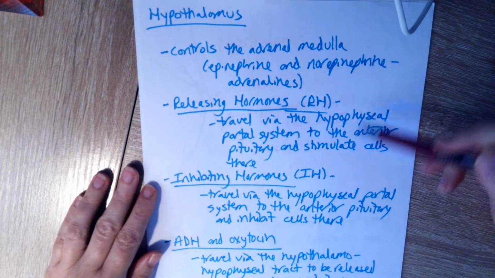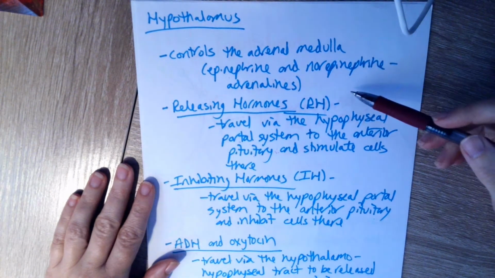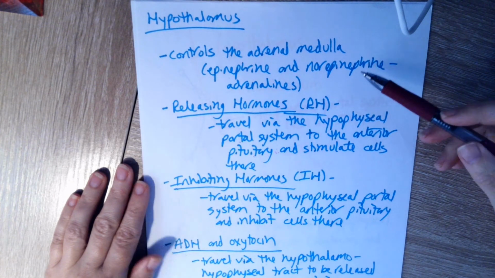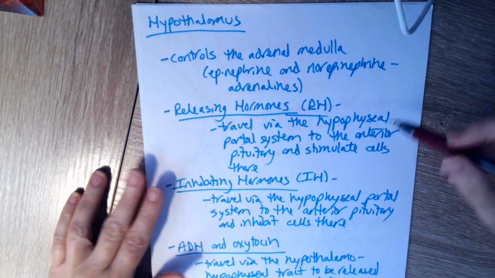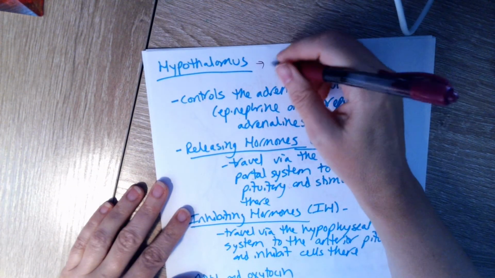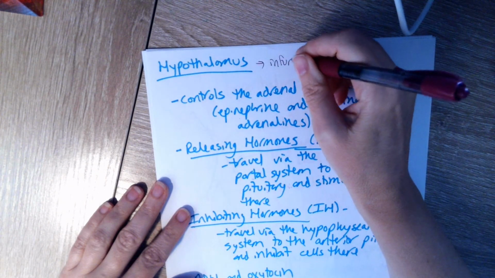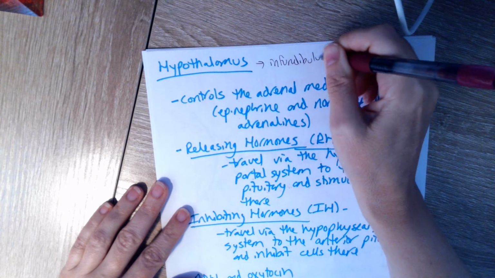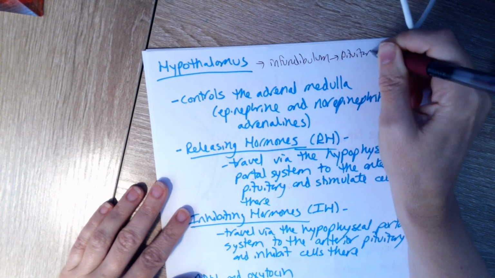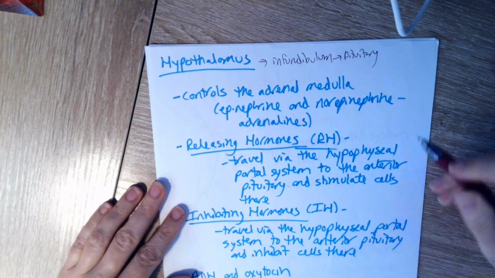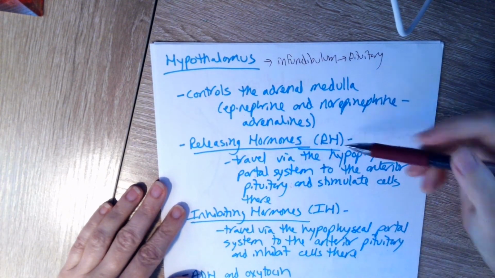So let's start. The hypothalamus. We all remember this as a structure in the brain. It is connected to the pituitary gland with a little tube, essentially called the infundibulum, and that leads to the pituitary, both to the anterior pituitary and the posterior pituitary. But what the hypothalamus does is a bunch of things.